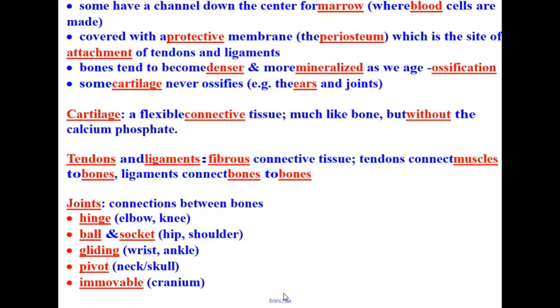All right, that'll do it for our notes on the skeletal system. Now let's take a look at this next video where Hank will expand on all the concepts discussed here on the skeletal system.